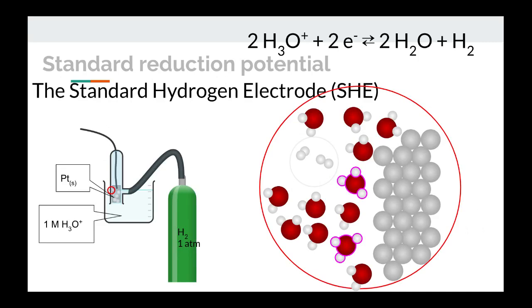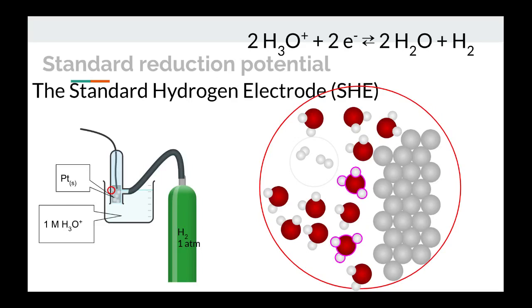So the standard half cell is called the standard hydrogen electrode, or SHE for short. This is the setup. You have a piece of platinum, and we choose platinum because it's highly unreactive, and so it's just a conduit for electron flow. And then we put that piece of platinum submerged in a 1 molar acid solution. H3O+ concentration is 1 mole per liter. And then we pump into that half cell hydrogen gas at 1 atmosphere of pressure.